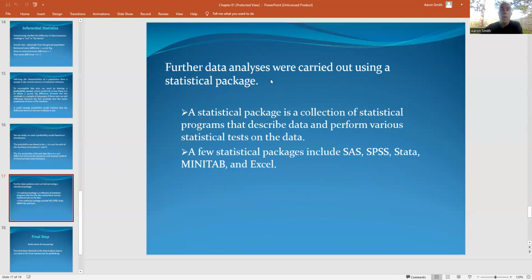All right, and we're going to do further analysis using statistical packages. So statistical packages has a collection of software and statistical programs that will run the data for us. We don't have to do things manually. We don't have to use pencil and paper. We don't have to use old school calculators. We don't have to use our phone calculators or anything like that. So an example of these are SAS, SPSS, Stata, Minitab, and Excel.